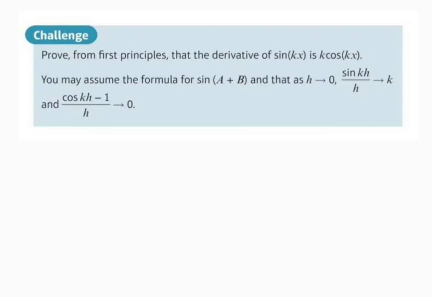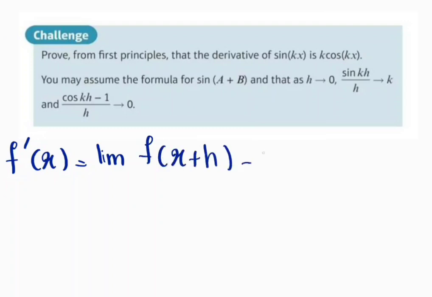And we know from Pure 1 that if we want to prove something by first principles, this is the way we do this. So we know that the derivative of a function is equal to the limit of f of x plus h minus f of x over h as h tends to 0. So this is the way that we should show the derivative of a function by first principles.